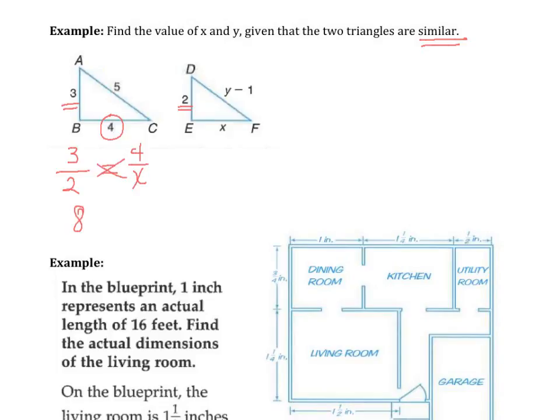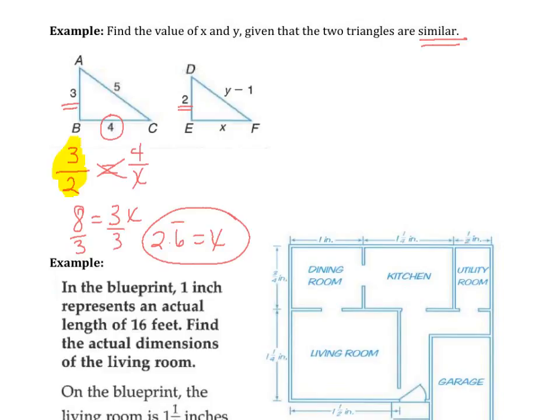Go ahead and set up your cross products. 2 times 4 is 8. 3 times x is 3x. Divide both sides by 3. You've got 2.6 is equal to x. Actually, that's 2.6 repeating here. All right, go ahead and solving for y now. I'm going to use that same first proportion here, that 3 over 2, since that works for that one.